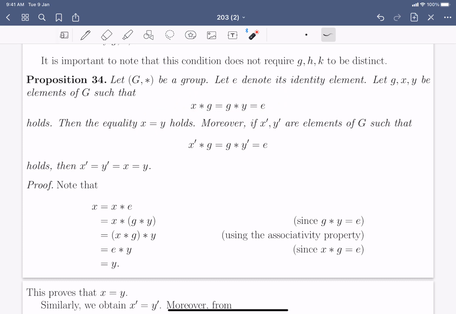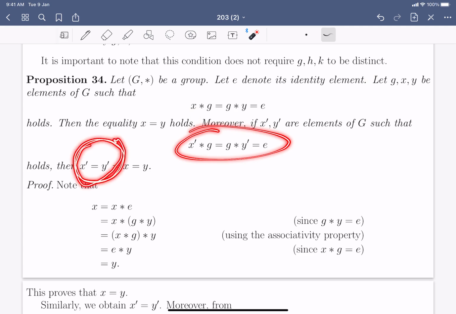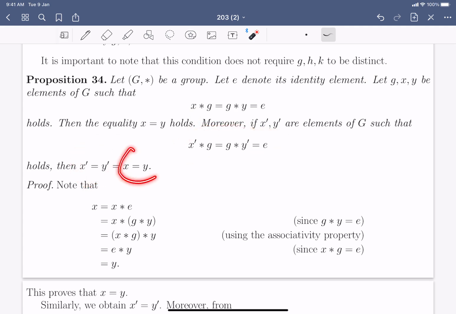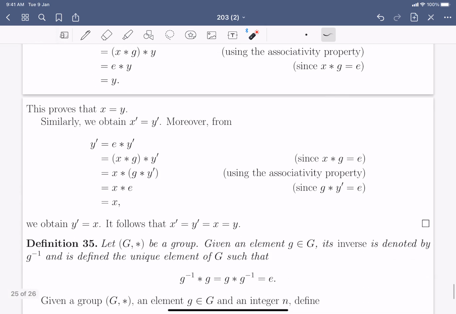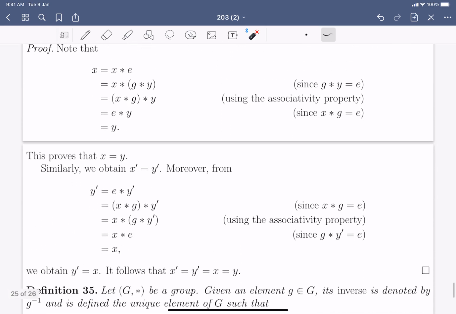Okay, so by applying the first part of this proposition, we see that this equality implies x prime equal to y prime, right? And the first condition implies that x equal to y, right? And from this we have to see that y prime is equal to x. Okay, you can try to do this computation once again.